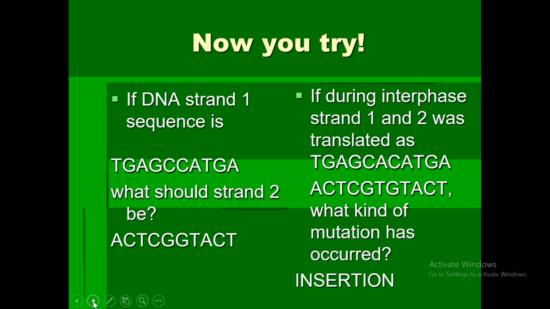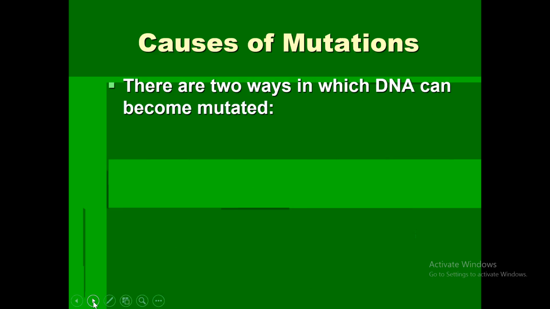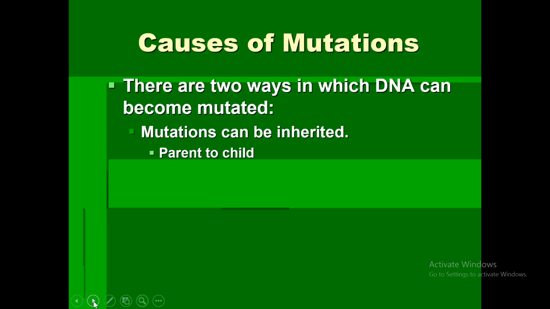All right, so there are 2 ways in which DNA can become mutated. One way is parent to child. Mutations can be inherited. So inherited means that it comes from a parent. This is just something that was already in their DNA, so you got that same DNA.